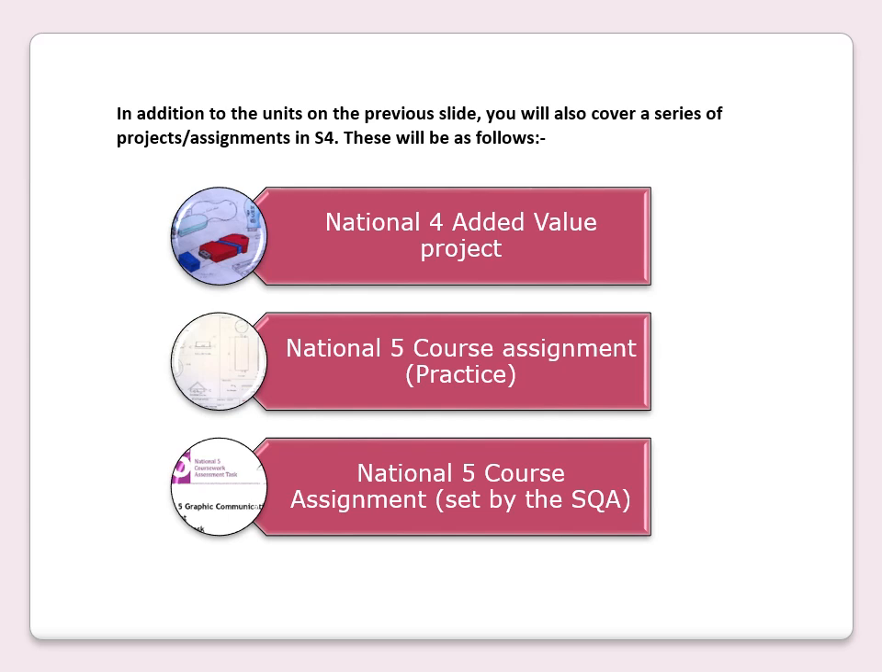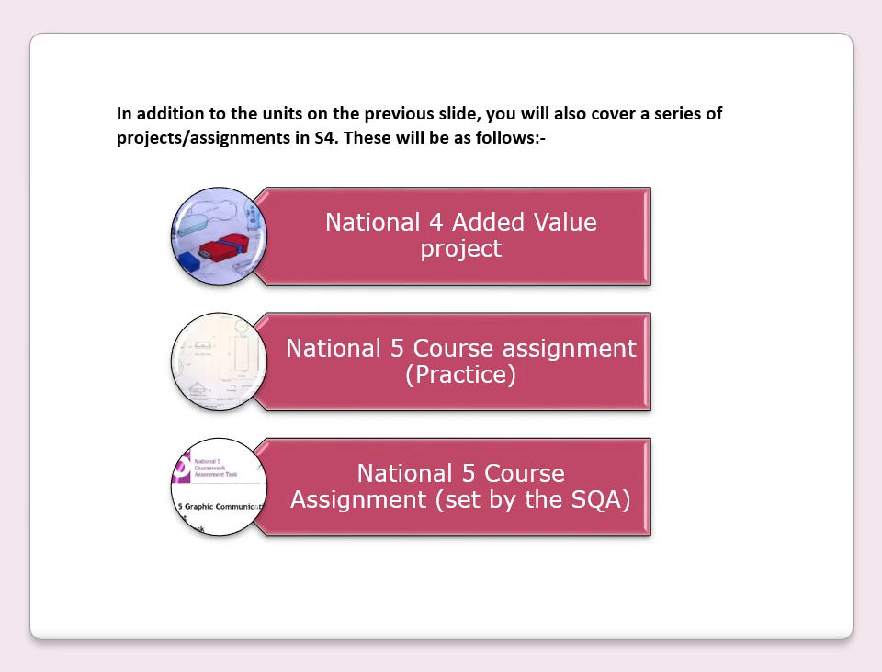Once you've done that, we will move on to the National 5 course assignment practice. So this will be taking one of the 3 previous year's course assignments and giving it to pupils to have a go at. The course assignment is set into 3 tasks. Task 1 tends to be a 3D modelling task, Task 2 tends to be a desktop publishing task, and Task 3 tends to be a freehand sketching and illustration task.